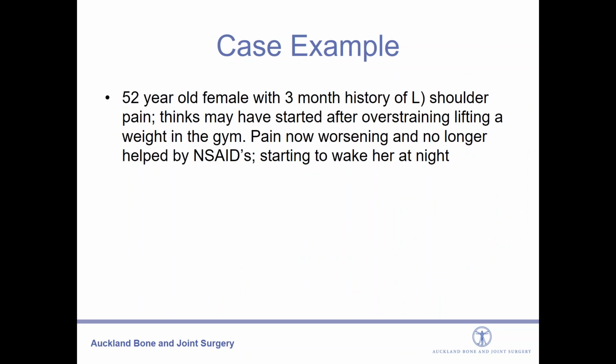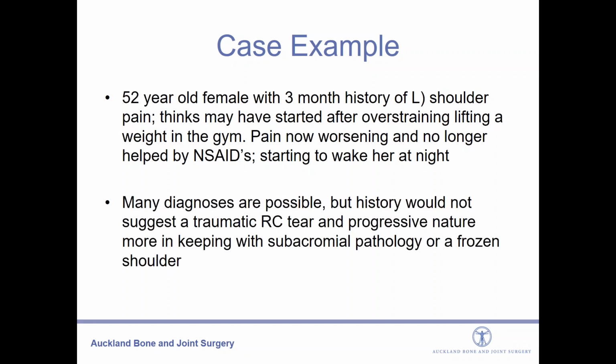A good example, and this is a very common problem that I might see: a 52-year-old female with a 3 month history of shoulder pain. Not exactly sure when it started, maybe lifting a weight in a gym, thought she'd overstrained it. Now the pain's getting worse, it's no longer being helped by anti-inflammatories, and it's starting to wake her at night. So when I'm seeing a patient like that, that's very important information already, because although many diagnoses are possible, I'm not thinking that she's going to have a traumatic rotator cuff tear, because the mechanism of injury and history is not consistent with that.